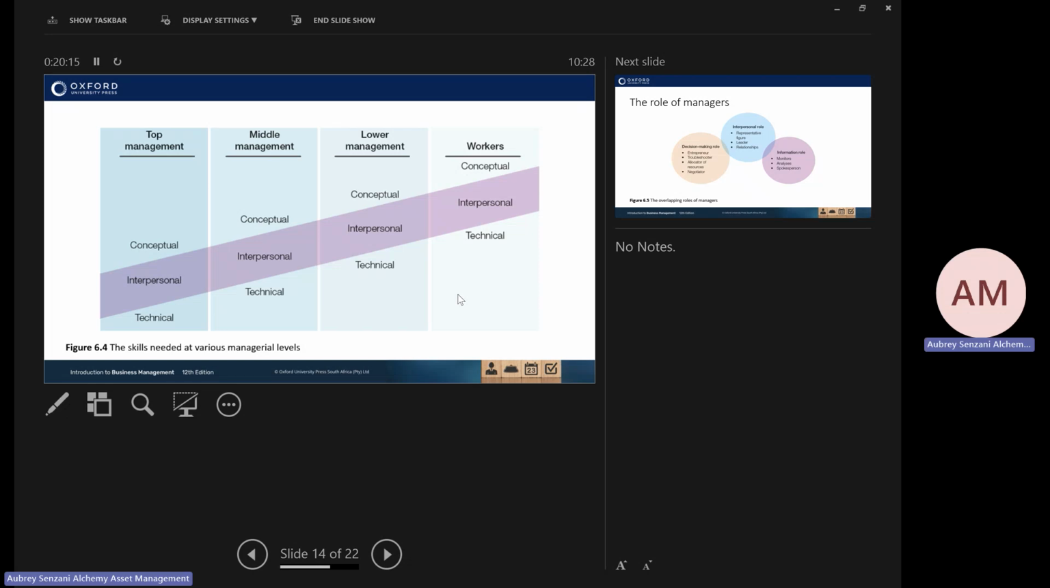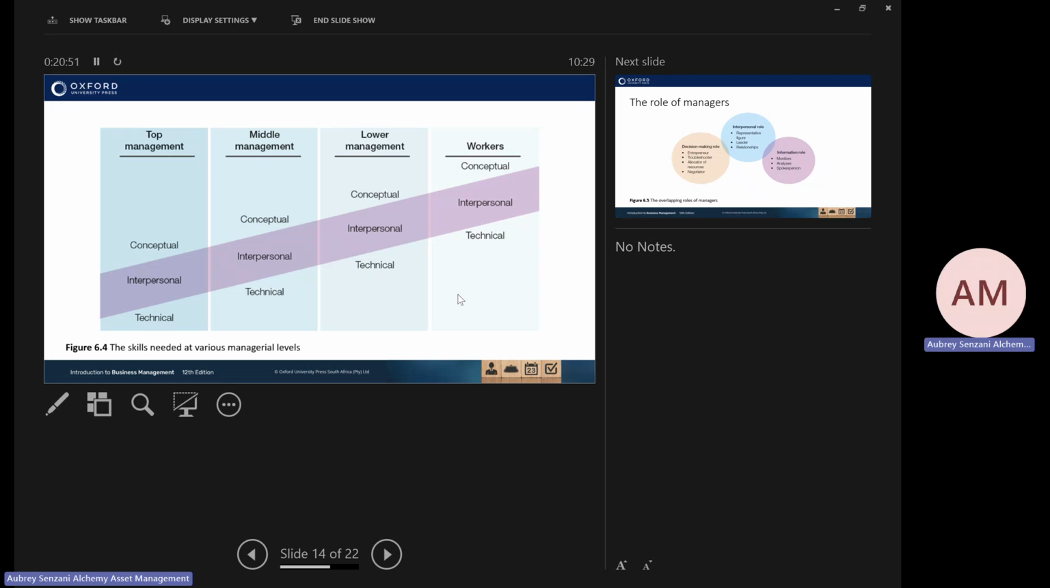So what are we saying now about the skills required if you're in top management? What are we saying about the skills required if you are in middle or lower or in work? There's different levels of skills that... 100%, okay? So we're basically saying there's different levels of skills required depending on which management level you are at, okay? Or if you're just an employee, if you're just a worker, all right?